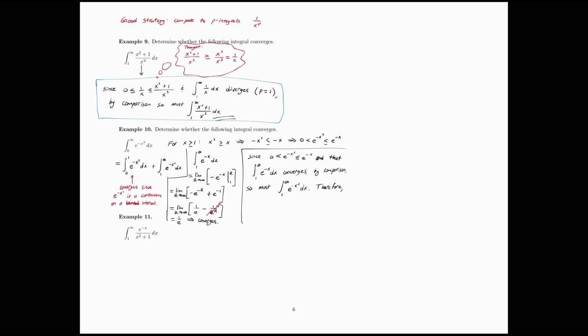Therefore, since both the integral from 0 to 1 e to the negative x squared dx and the integral from 1 to infinity of e to the negative x squared dx converge, then the integral from 0 to infinity e to the negative x squared dx converges. Sort of putting it all together.